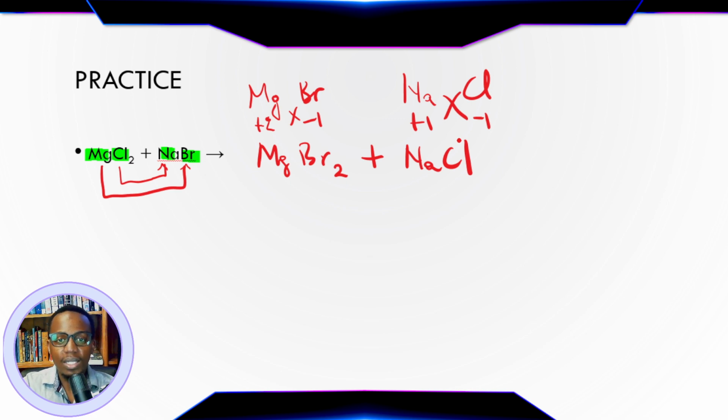One thing that you notice is that whenever we write formulas, the metal comes first. So remember that the metal comes first. When you're confused about which one comes first, the metal is going to come first. All right.